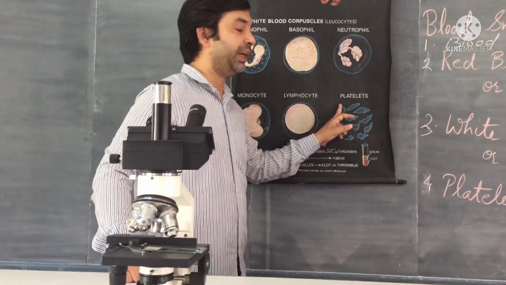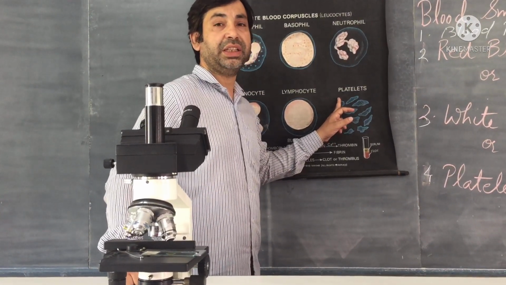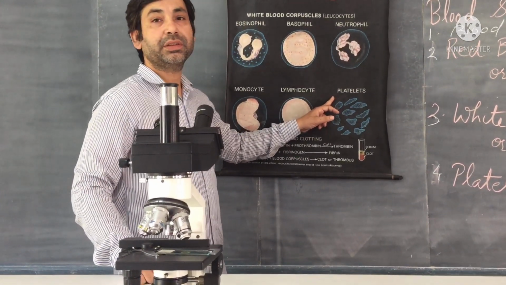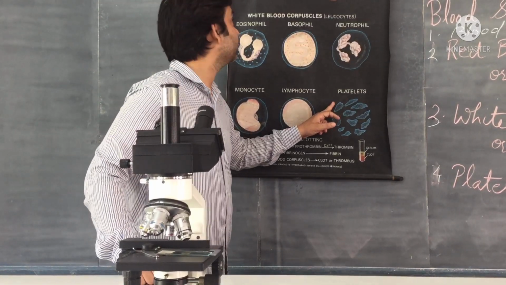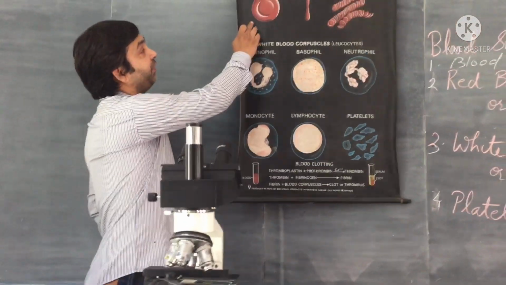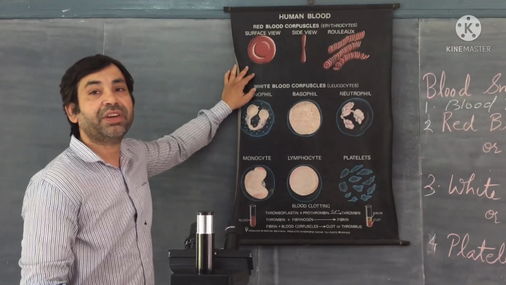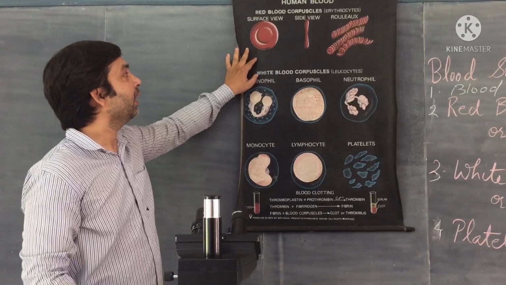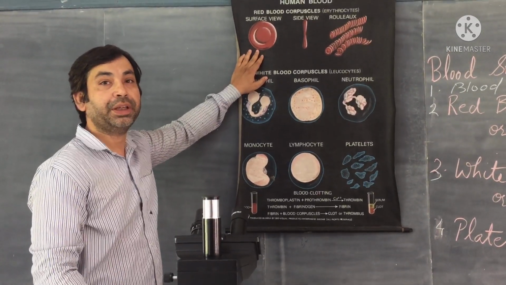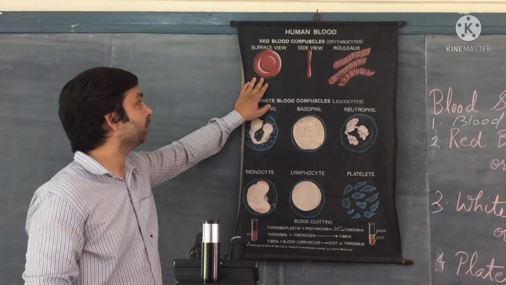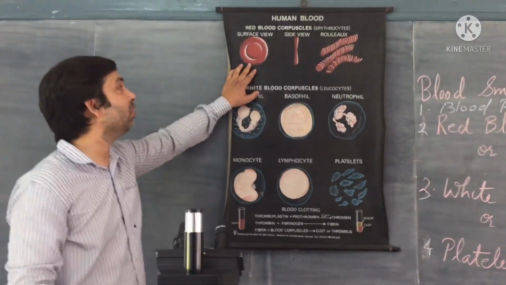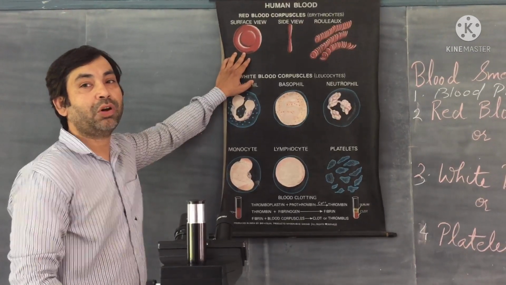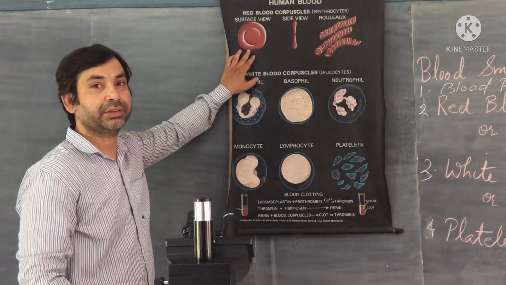Third are the blood platelets. Blood platelets help in blood clotting. Now RBCs. 4.5 to 5.5 million RBCs are present per cubic millimeter. RBCs are biconcave in shape in human blood and non-nucleated, and they also contain hemoglobin, which helps in the transport of oxygen and carbon dioxide.